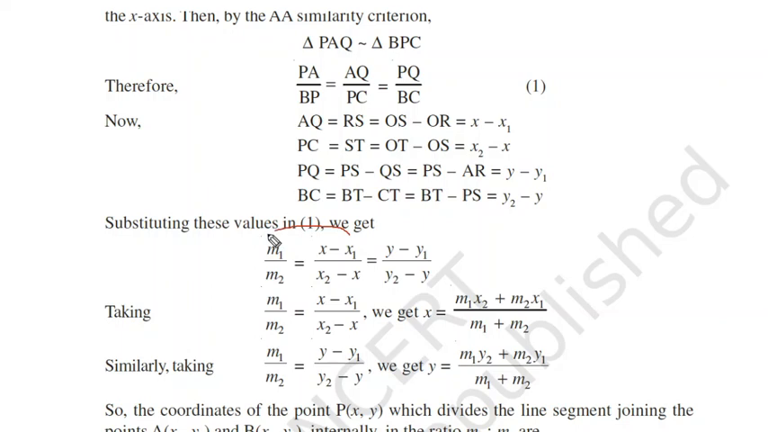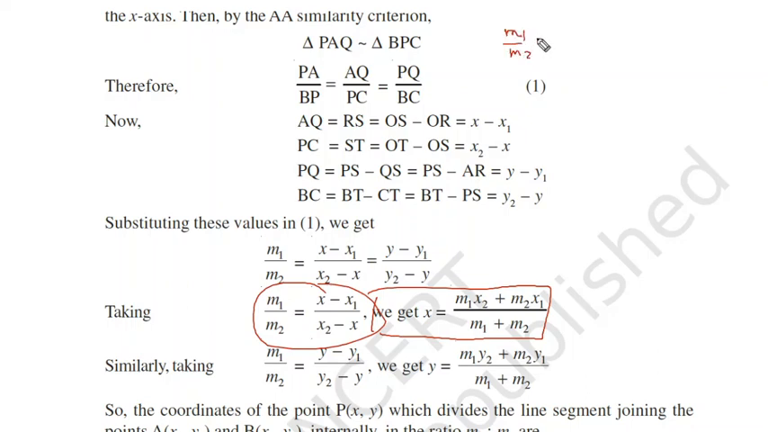Again taking this part only. This is one part, another part is this and this. So first we will take this much only. Taking M1 by M2 equal to X minus X1 divided by X2 minus X, we will get this. Let's see how we are getting it. M1 by M2 is equal to X minus X1 divided by X2 minus X.